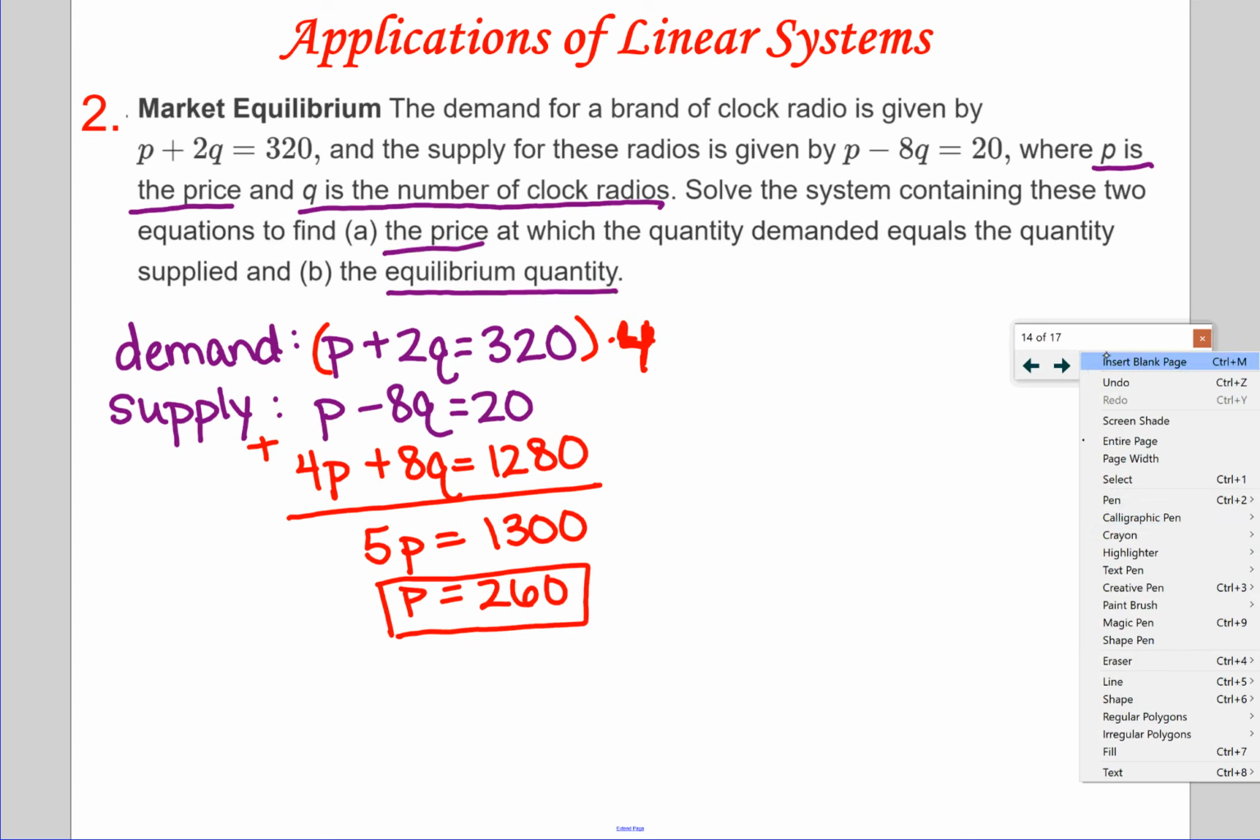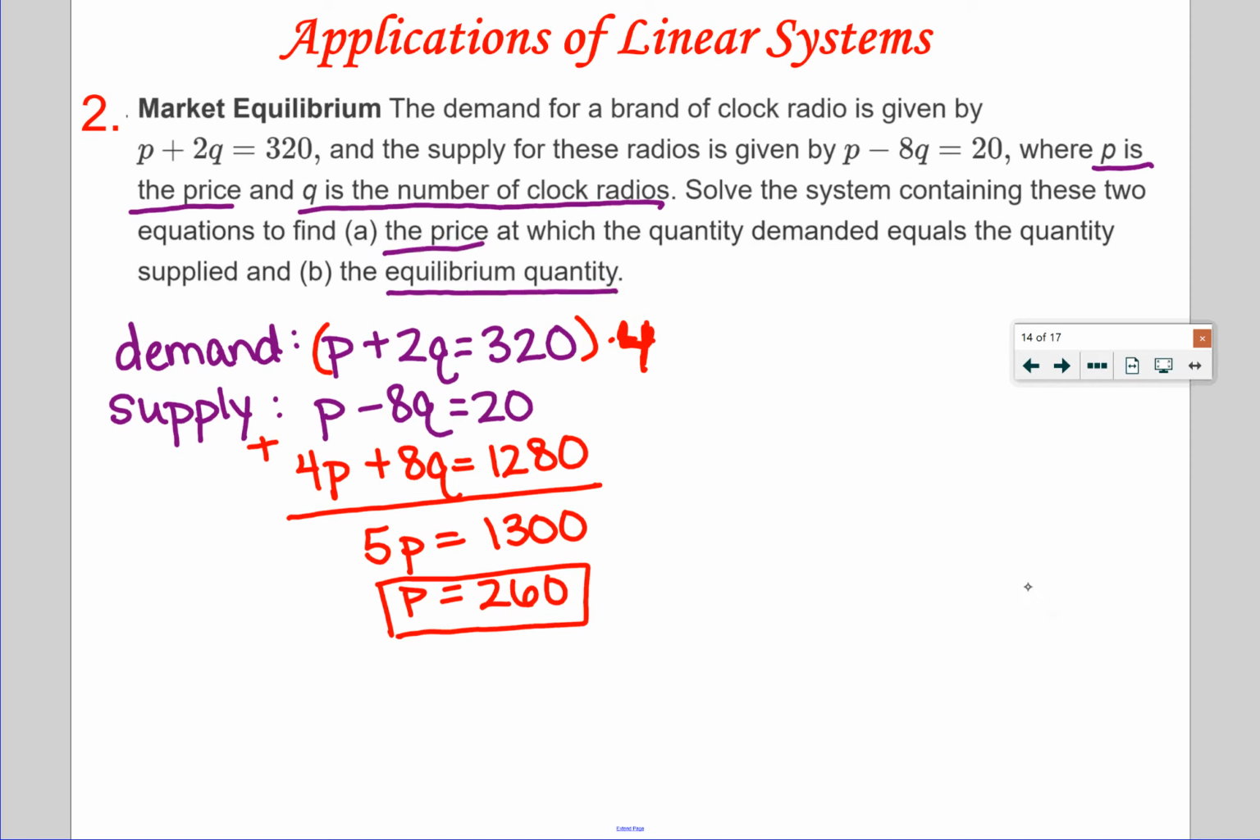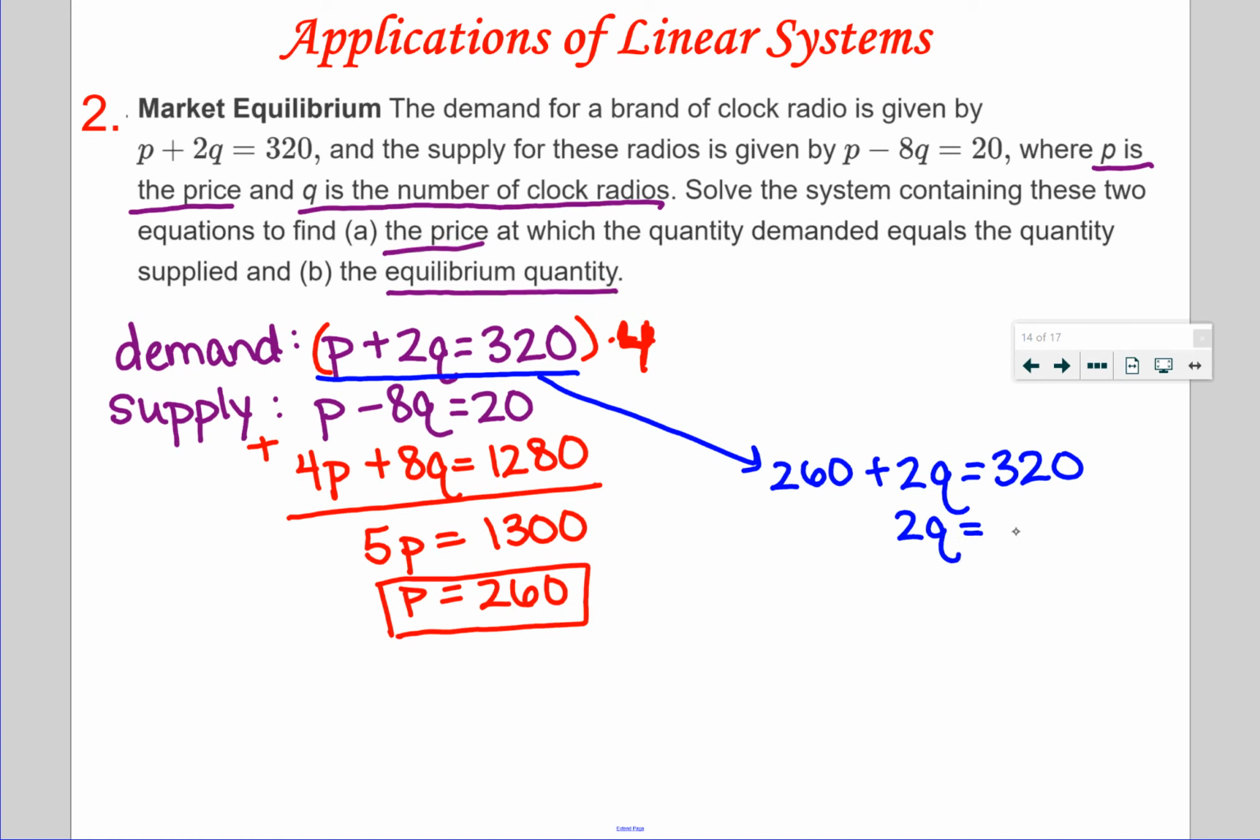From there, you can plug that back into either original equation. I'm going to use the top equation. So P is 260 plus 2Q equals 320. Subtract 260 on each side. So I'll have 60, and then divide both sides by 2. Q equals 30.